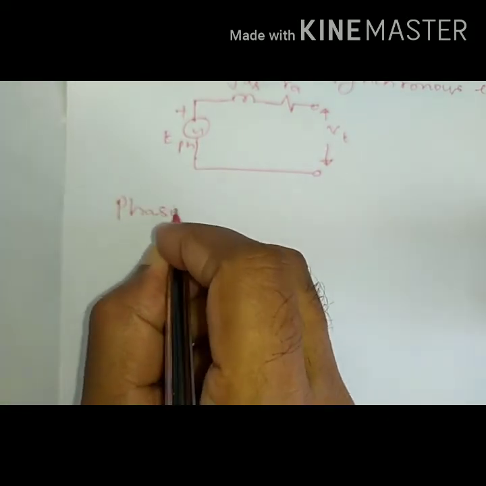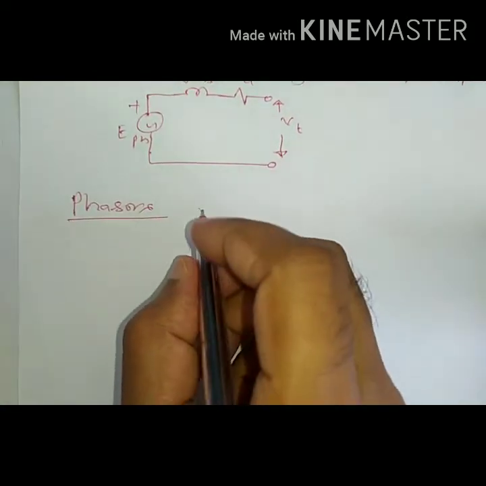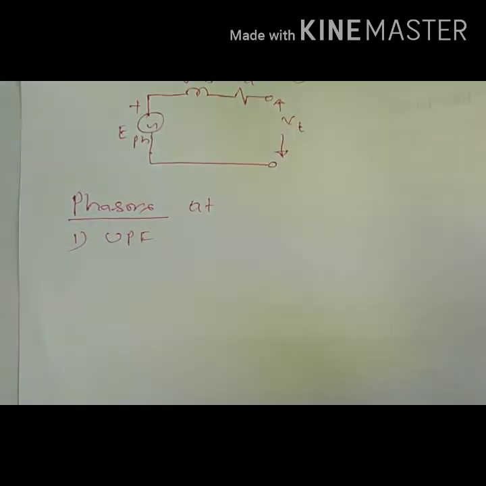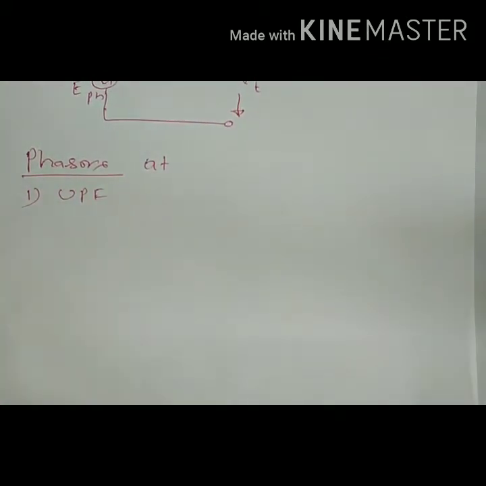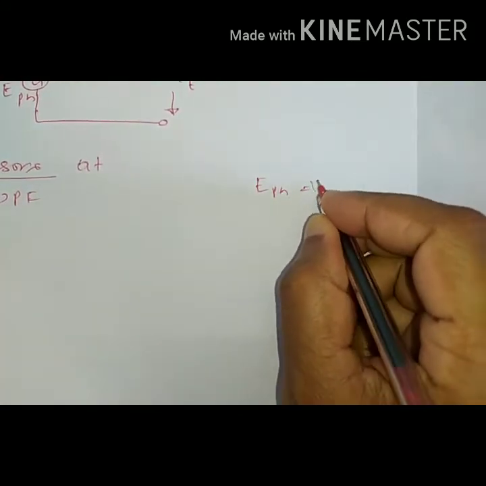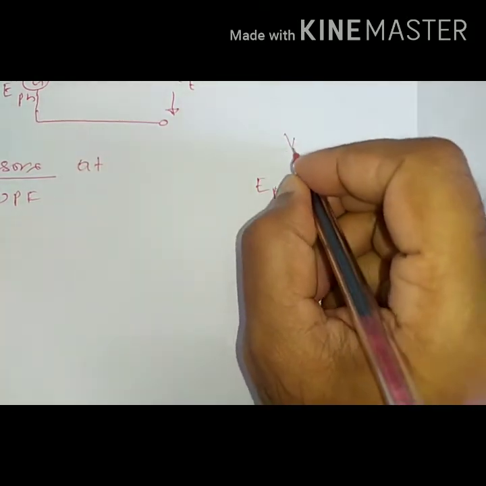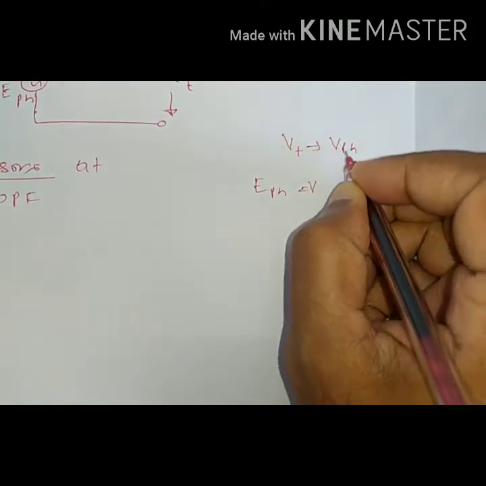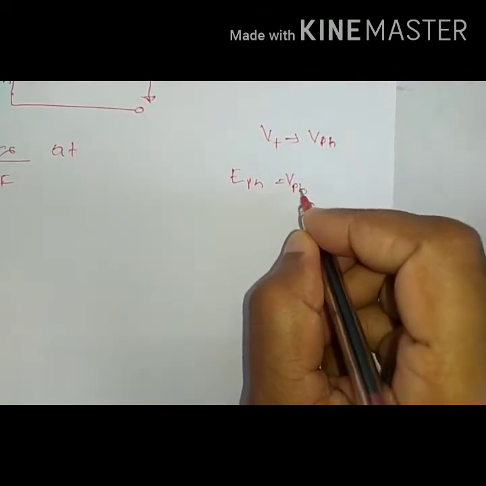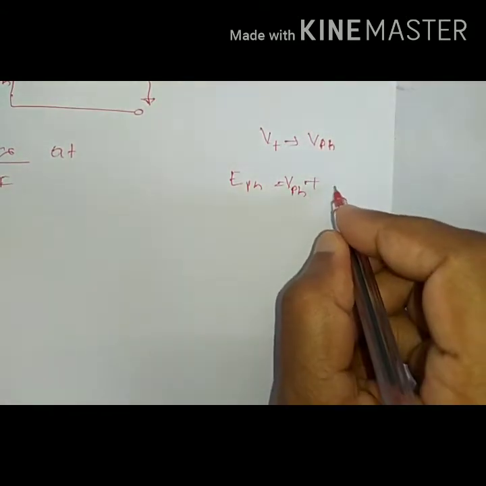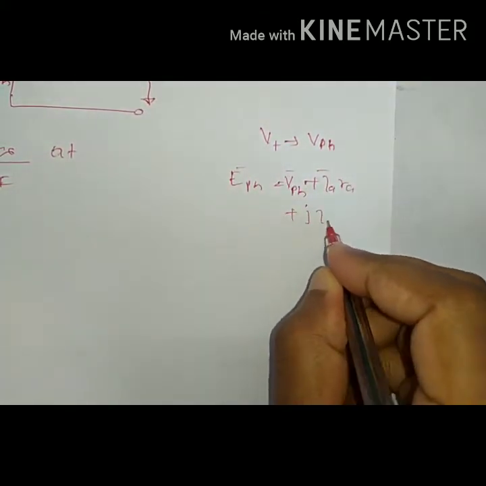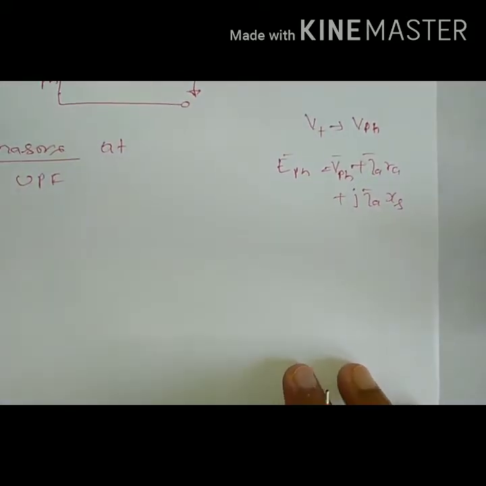So phasors, first at unity power factor load. As I know, EPH is Vt plus Ia into Zs, and Vt is nothing but Vph only. So I will write Vph throughout my expression: EPH equals Vph plus IaRa plus JIaXS. So I can draw the phasor for this.